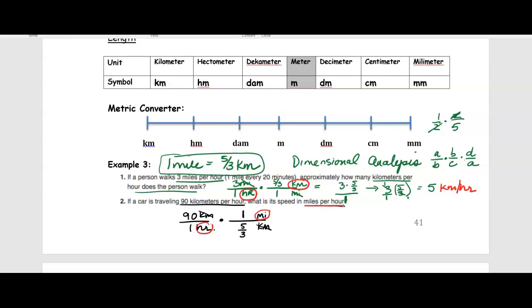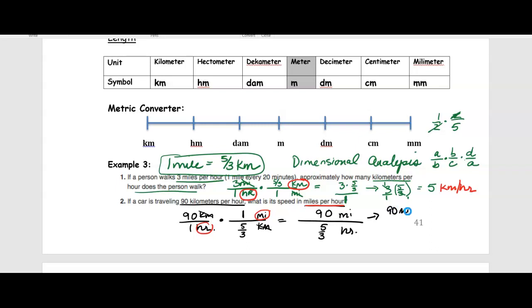That's what the question asked me to find. So now I'm going to multiply straight across. 90 times 1 is 90. And 1 times 5/3 is 5/3. I'm left with miles per hour. Now you might be looking at this thinking, well, what the heck does this mean? Well, I would write this horizontally. It would make sense to do it that way instead.